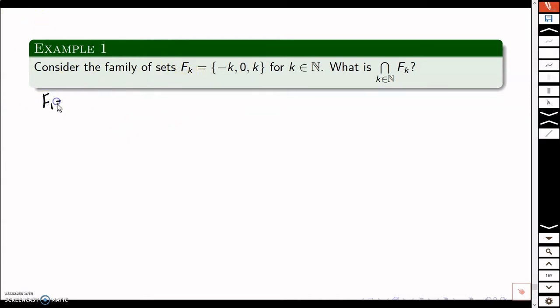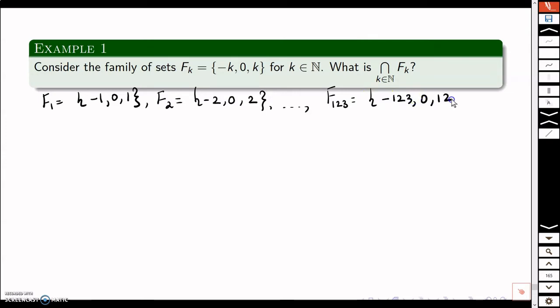When k is equal to 1, I will get a set of this form: -1, 0, 1. When k is equal to 2, I will get a set of this form: -2, 0, 2, right? And in this way, when k is equal to, let's say, 123, I will be getting a set of the form -123, 0, and 123.